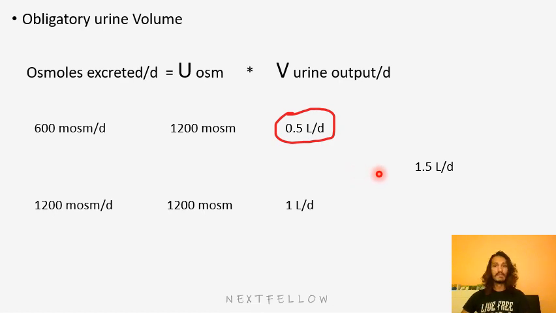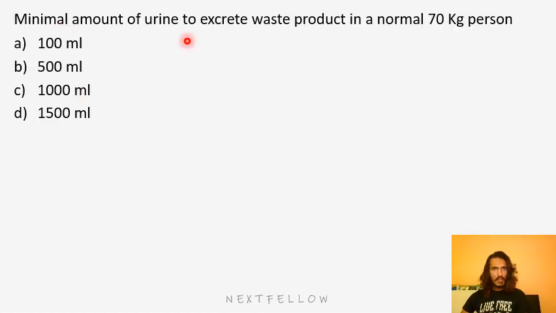So this is what you have to remember. In case of seawater, you'll have to take in 1.5 liter per day. So this is another set of questions that can come. The minimal amount of urine to excrete waste product in a normal 70 kg person. So that is the obligatory urine volume that we were talking about earlier. So that is 600 divided by 1200, so it comes to 0.5 liter. So that's 500 ml. This is the answer.